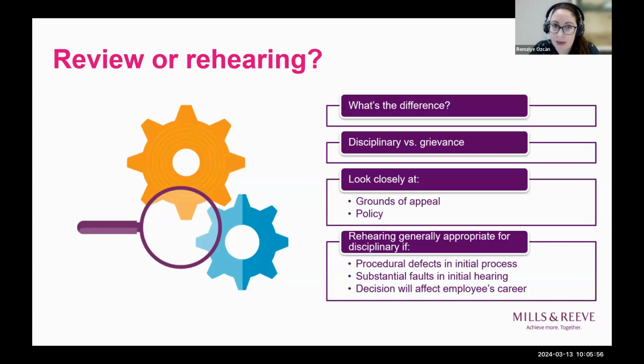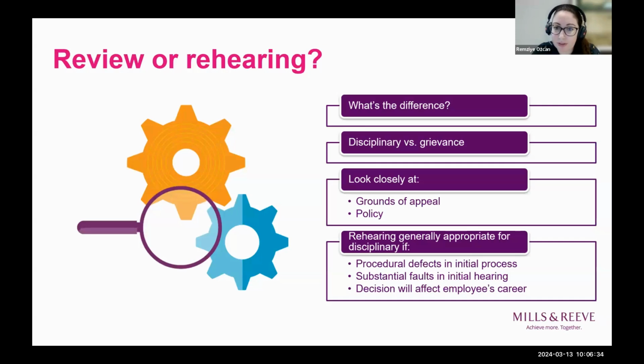If the policy isn't clear as to whether it's a review or rehearing that's required, it's also really important to look at the grounds of appeal, because those will often very much dictate which approach is most reasonable and proportionate for an employer. For instance, grounds of appeal that complain about any deficiencies in a process will be quite important to closely consider, because ultimately a rehearing may well be appropriate if there are procedural defects in the initial process, and it might be an opportunity for the employer to actually correct any of those defects at the appeal stage.